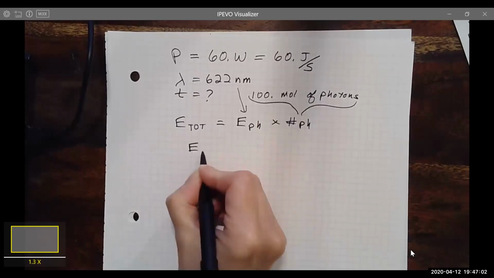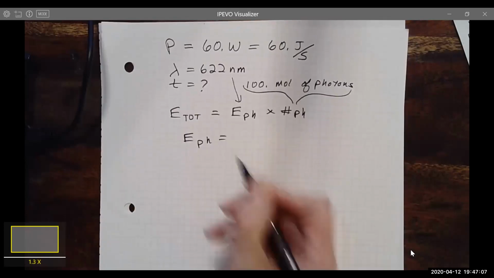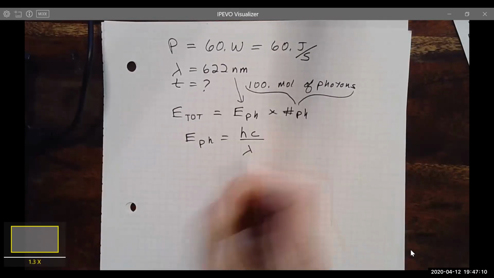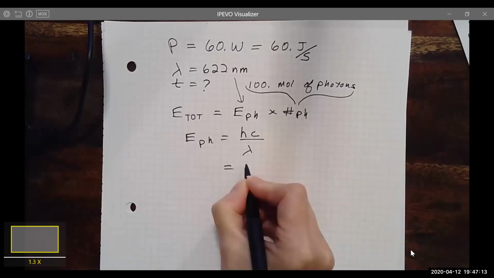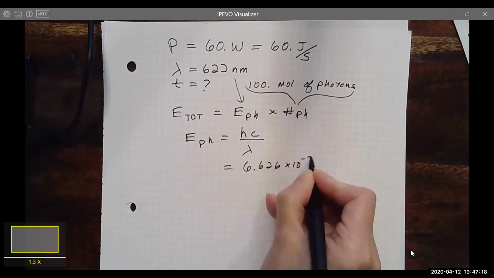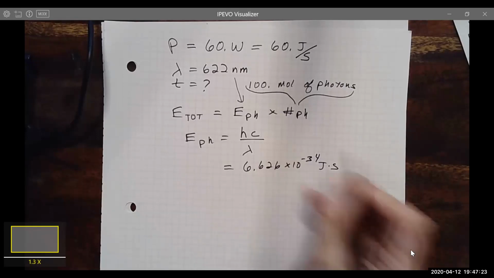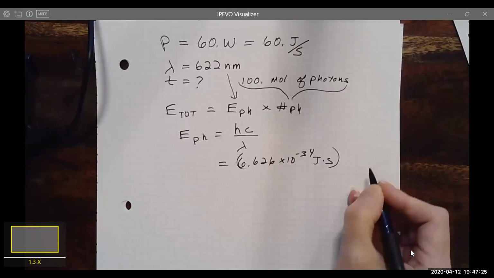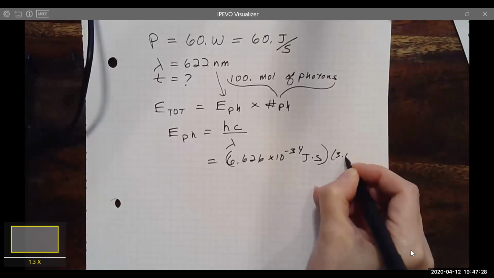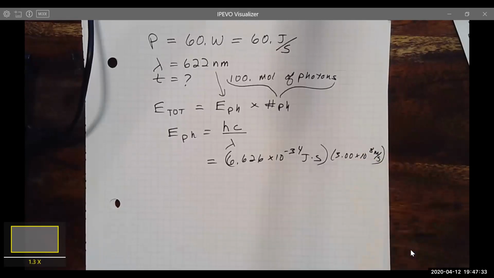So energy of a photon, we're going to use what we used the last time, because we have the wavelength, so it's easier to say hc over the wavelength. I'll write it out this time. h is 6.626 times 10 to the minus 34, units are joules times seconds. c is our speed of light, which is 3 times 10 to the 8th meters per second. Lambda is our wavelength.